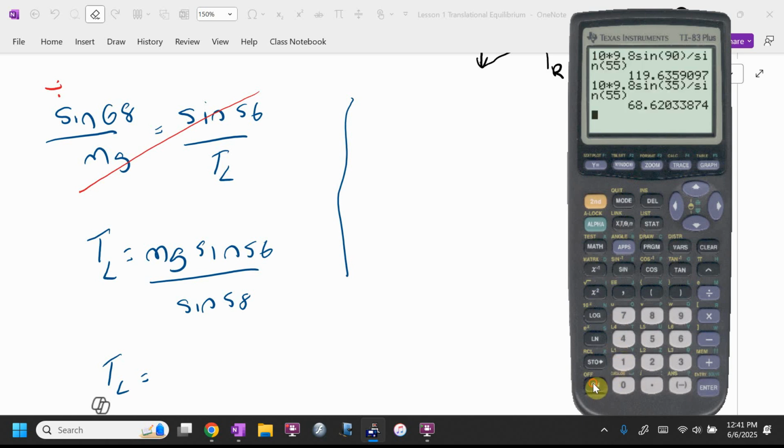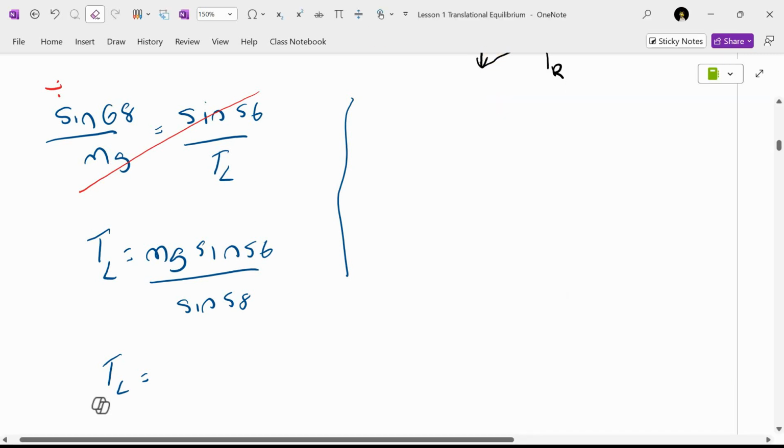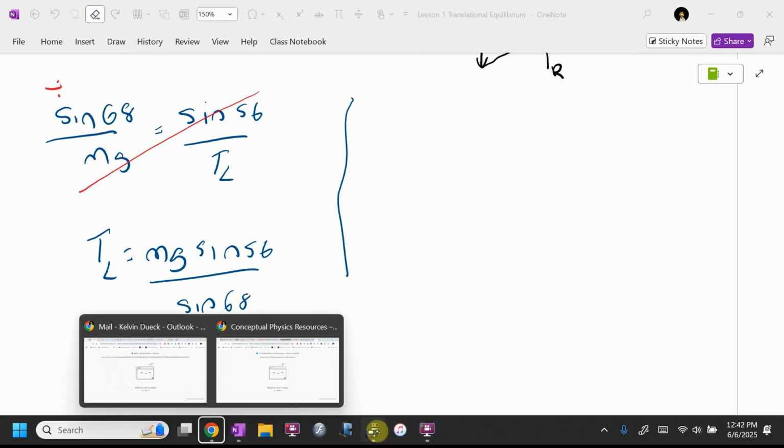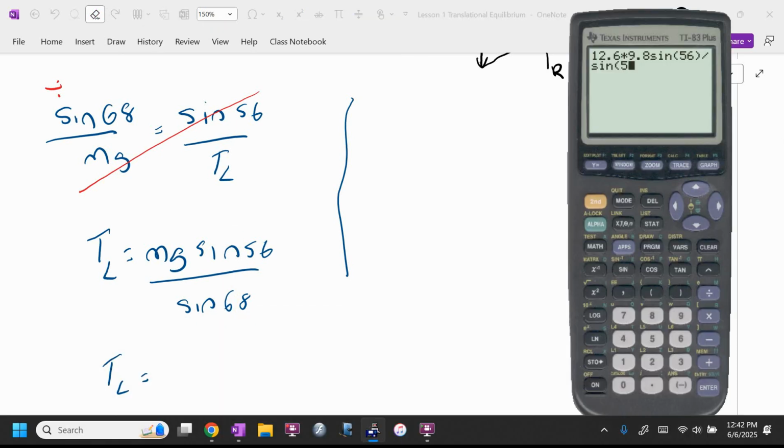So it's going to be 12.6 times 9.8 times the sine of 56, close bracket, divided by the sine of 58. Did I write down the numbers? Is it 68? Thank you. That makes more sense to me. I was going, wait a minute, those numbers don't look good.